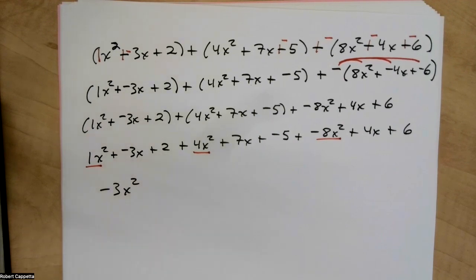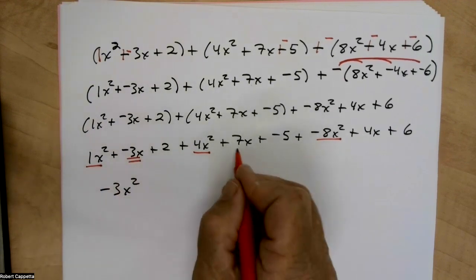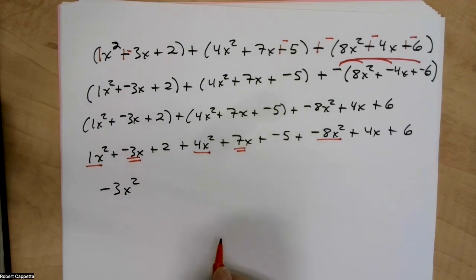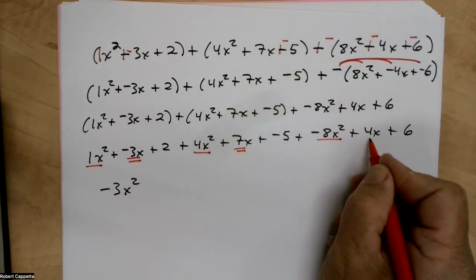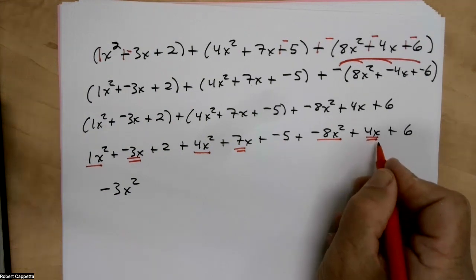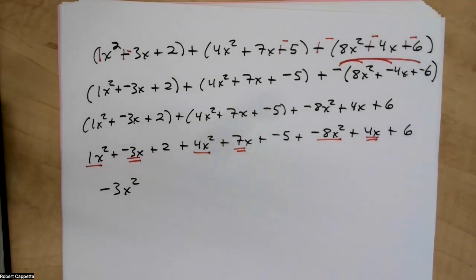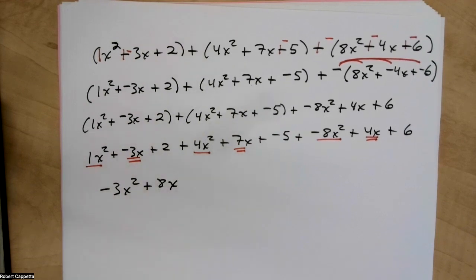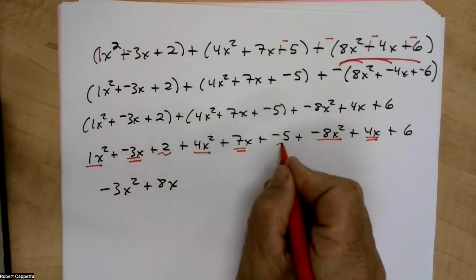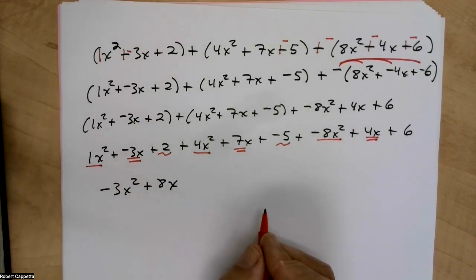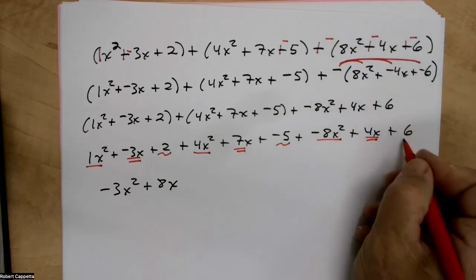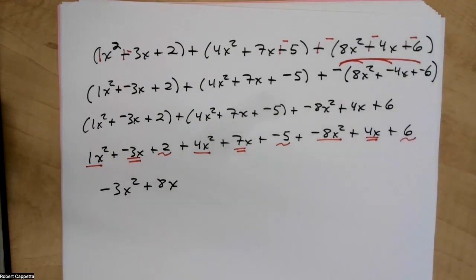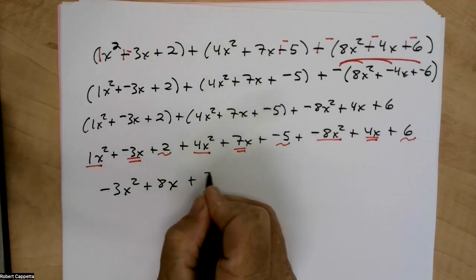Then let's look for the x terms. What do we have here? We have negative 3x and 7x. It can be 4x and another 4x. Would give me 8x. And then all I have left are numbers. 2 plus negative 5 is negative 3. Negative 3 and 6 is positive 3. And that seems to be my answer.